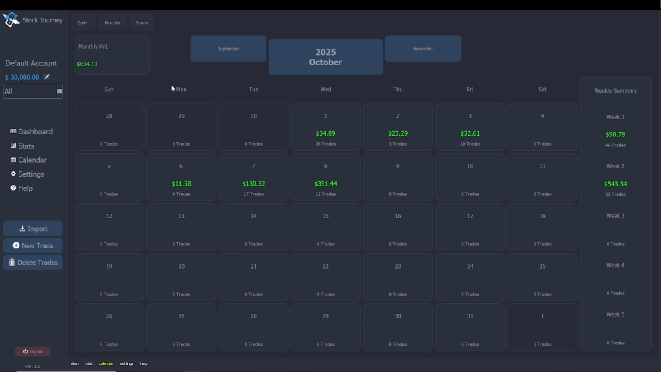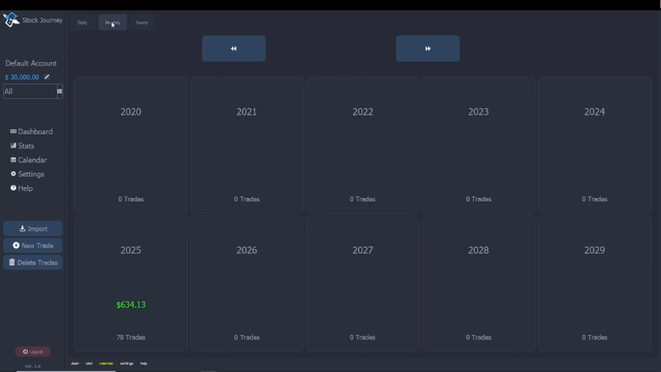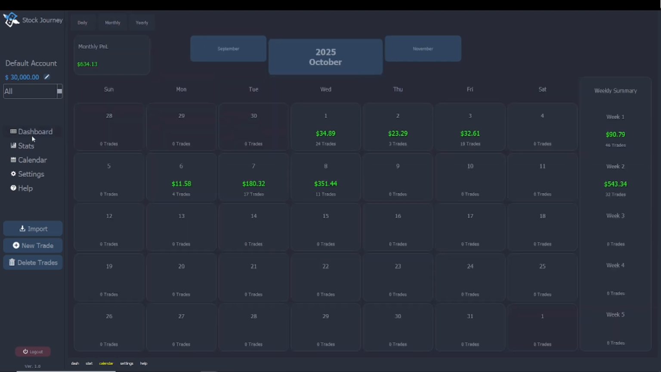Anyway, so I created this app. I will be releasing this to the internet soon. It will be free, at least with some limited functions. But I will give you a different review on this software, what we can do and what we can see on it. So basically, this is my calendar view, showing how much I earn per month, and I can switch between yearly, monthly, and daily.